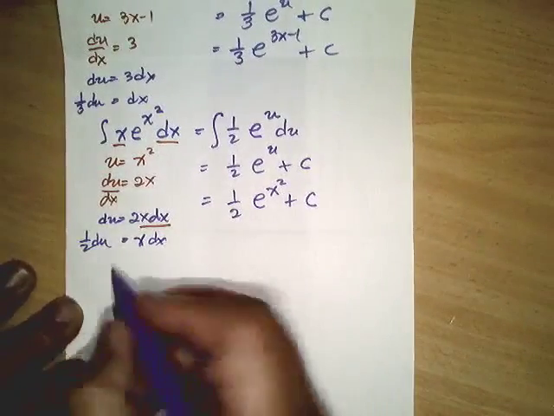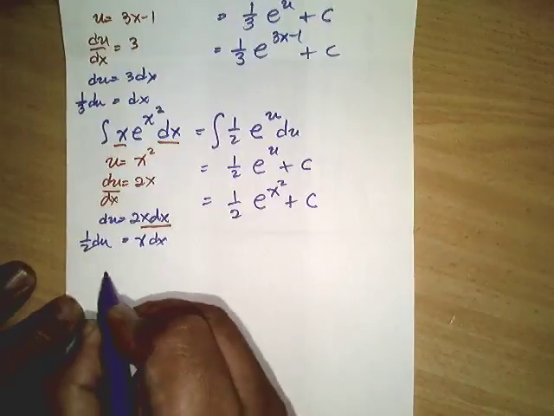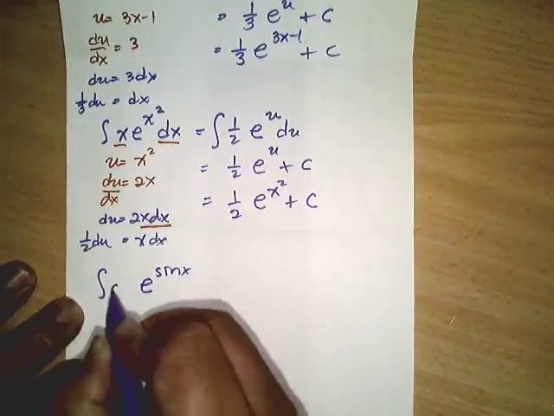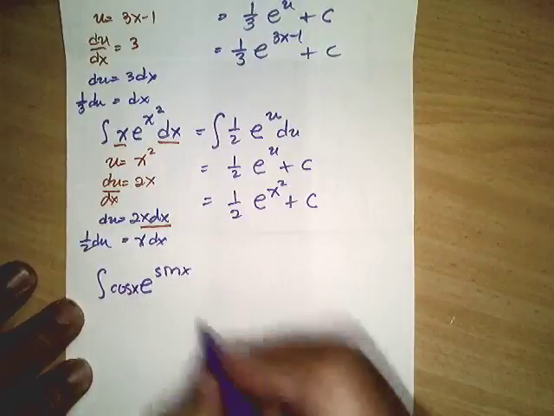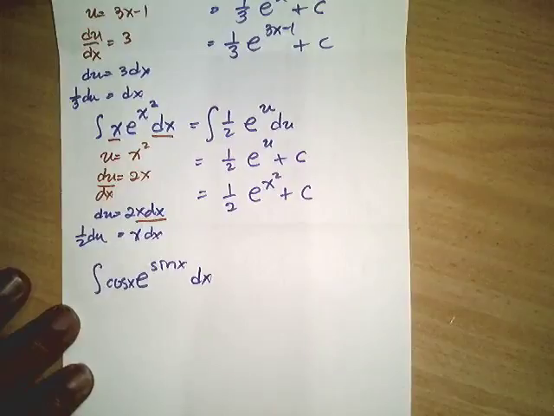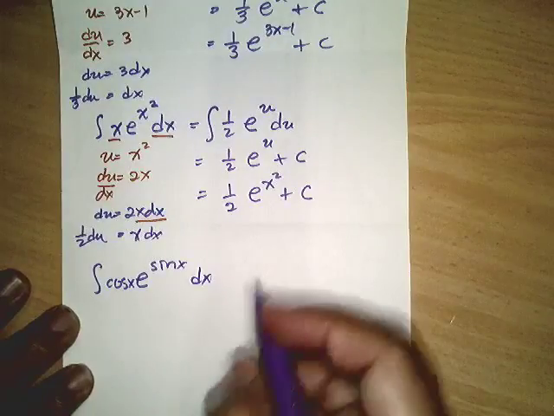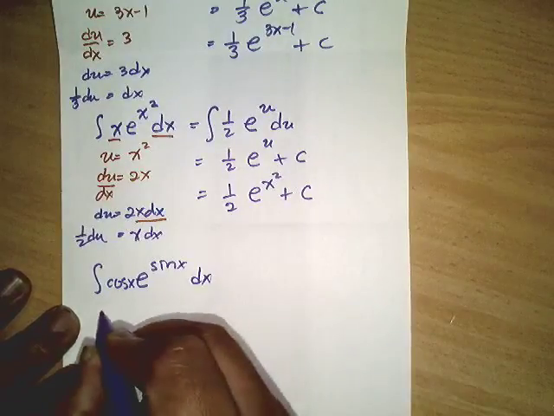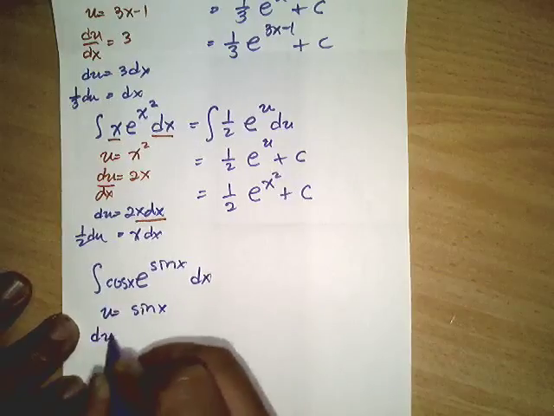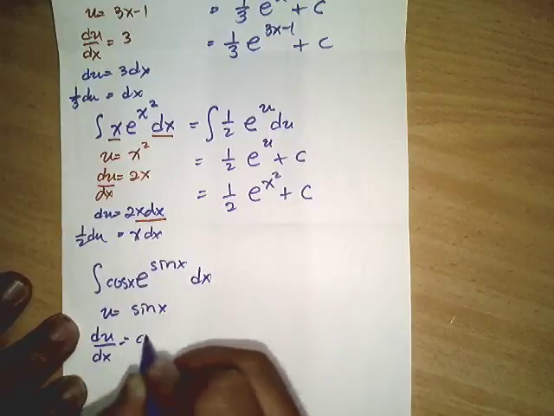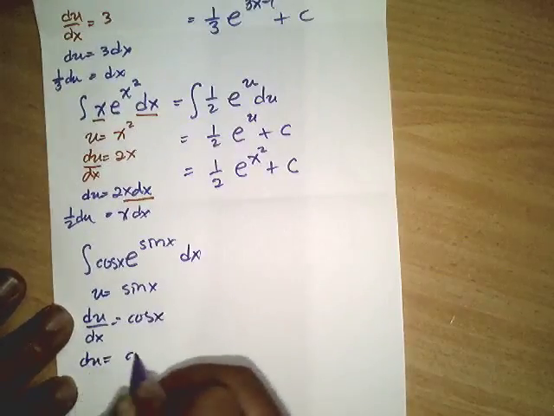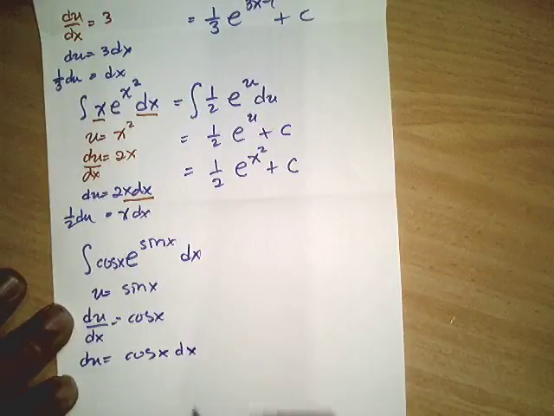Let's try one more example. Suppose I have the integral of e to the sine x times cosine x dx. This one could be solved by letting your u be sine x. The derivative of u with respect to x is cosine x. So therefore du is equal to cosine x dx.